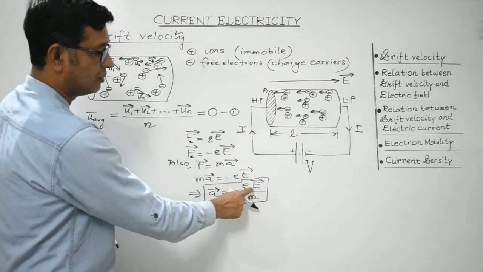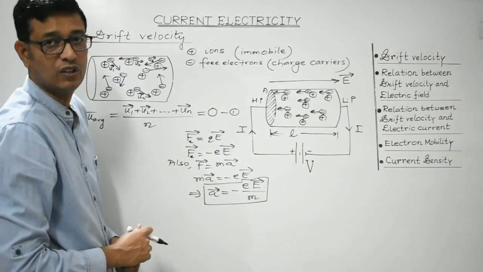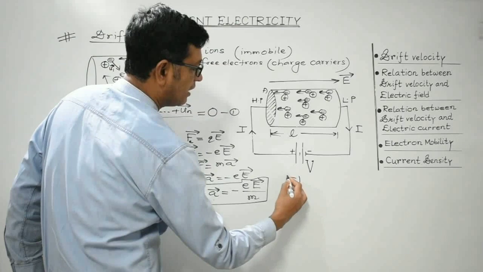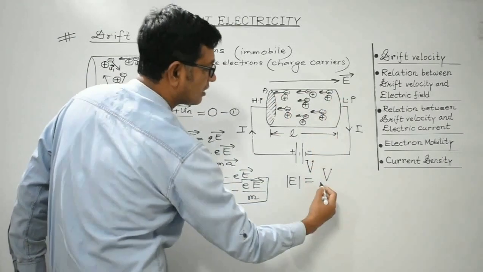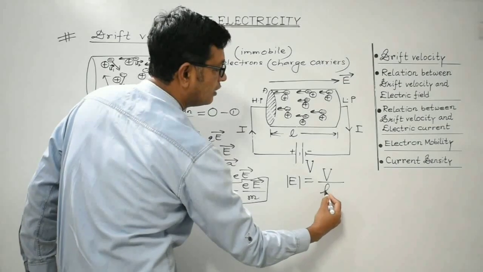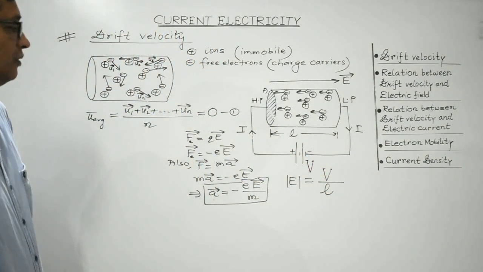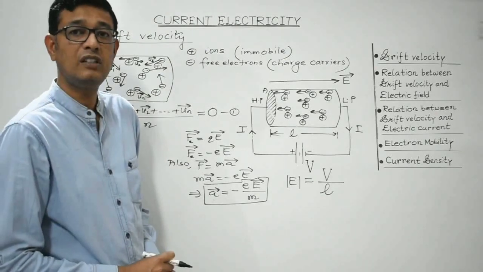You can express the term E, electric field, in terms of potential difference as well, right? So anyway, electric field, as you are aware, in magnitude is given by potential difference across the ends of the conductor divided by length of the conductor. This is also the expression which we are aware of, right? Now let's find out the expression for the drift velocity.